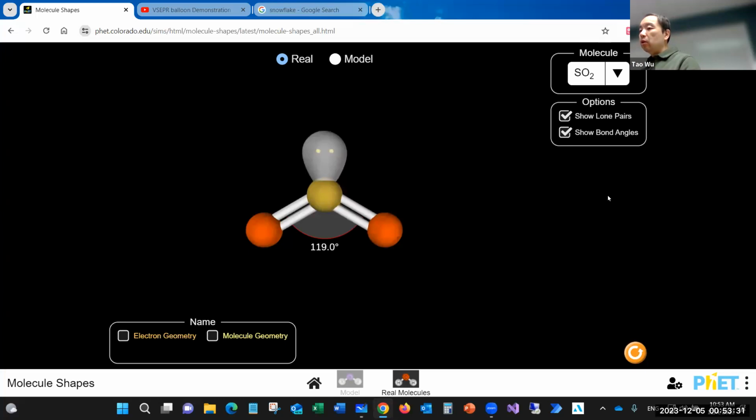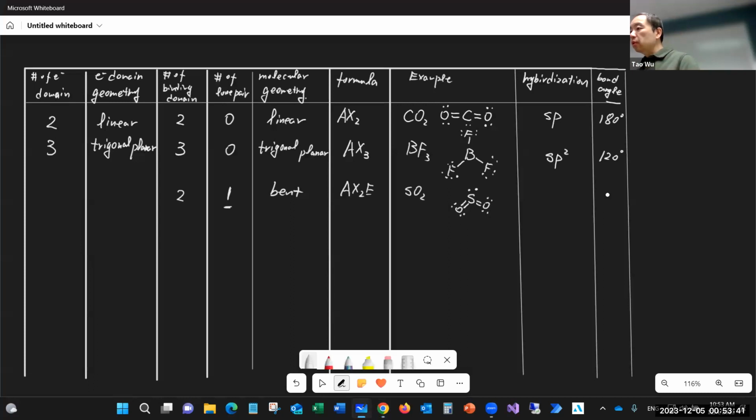So that's why the bond angle for sulfur dioxide is 119 instead of 120, but it comes from the 120. Are you clear? Okay, so this is smaller than 120. Different structures may vary, but usually it is smaller than 120, but not too far away.